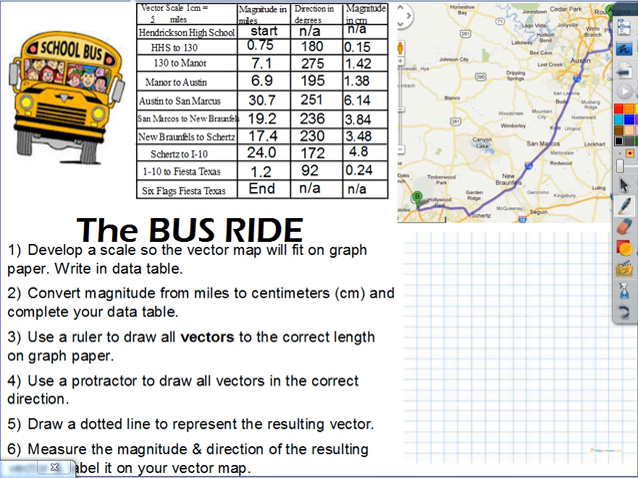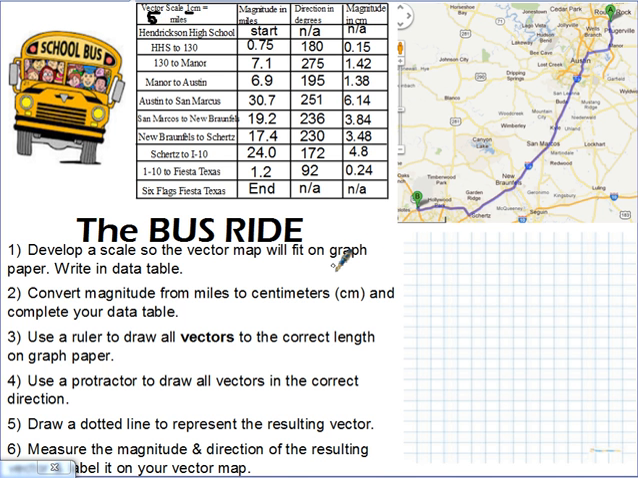The bus ride. So this is a mandatory lab, whichever of the labs you choose, this one you must do. So here are the directions. The first step tells you to develop a scale so the vector map will fit onto a graph paper. So you're going to put together a scale so that you can use graph paper to graph the vectors. I used 1 centimeter is equal to 5 miles. That's what I chose to use. You can use whatever scale you want.